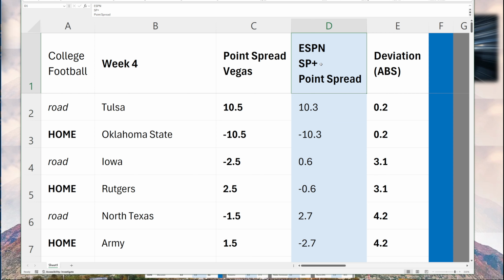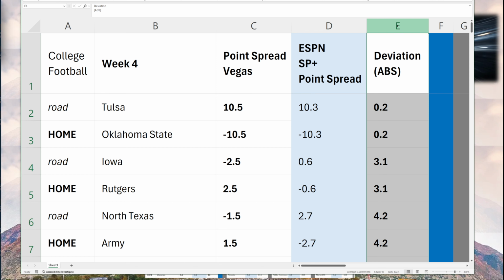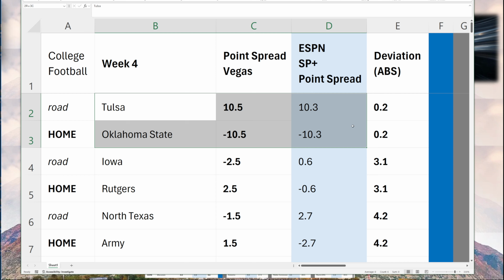Then I calculated a point spread based on these ESPN SP Plus numbers from Bill Connelly to calculate a different point spread. Again, adding 3 points to the home team. And then in column E, I calculated the deviation, or the difference, between the Vegas point spread and the ESPN SP Plus point spread. In the case of Tulsa and Oklahoma State, the difference is 0 basically. These numbers are the same.